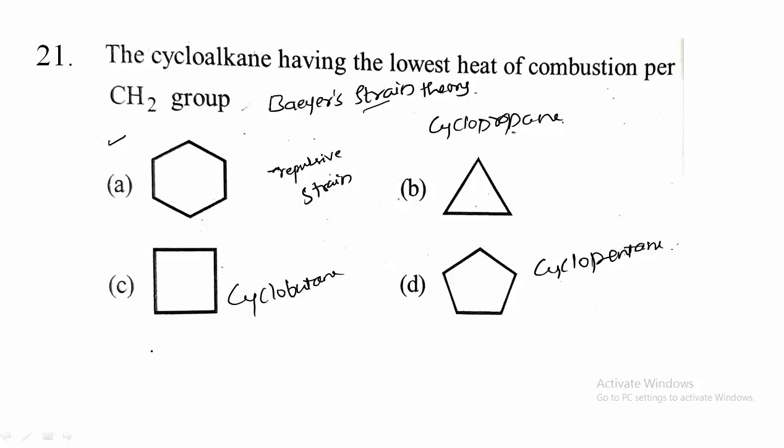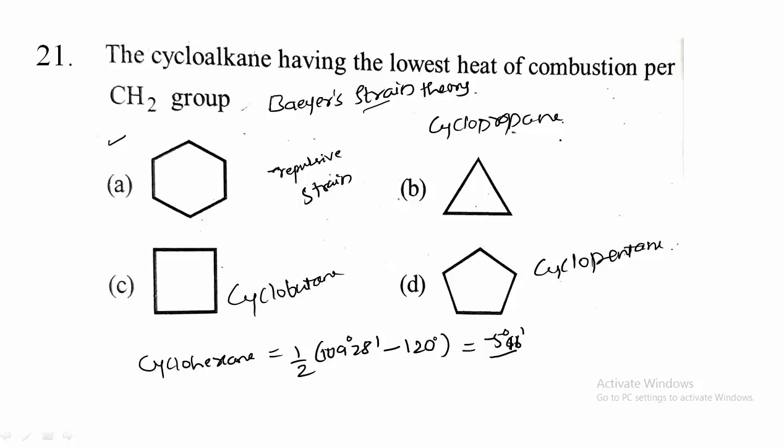To find the angle of deviation in cyclohexane, we will use the formula: half into 109 degree 28 minutes minus the angle in cyclohexane, which is 120 degree. So how much will you get? Minus 5 degree 16 minutes. This is the angle of deviation.